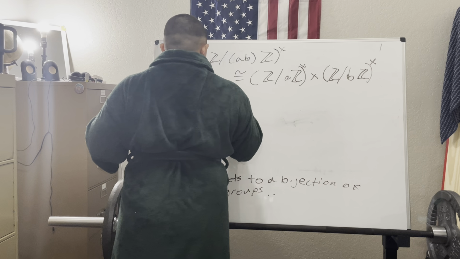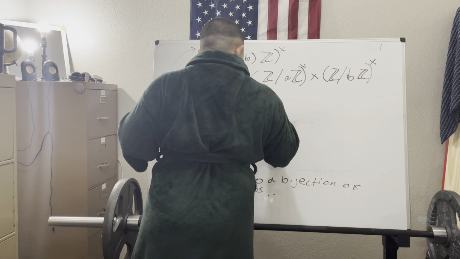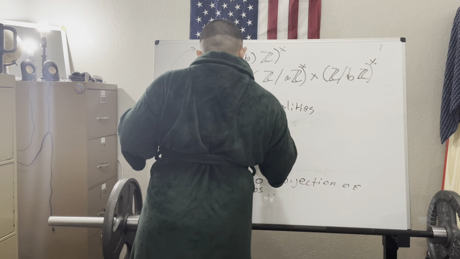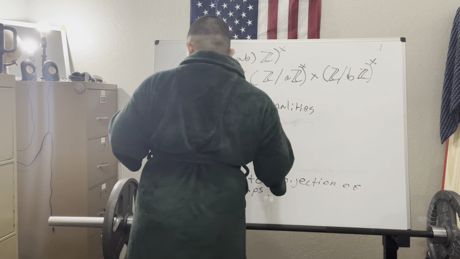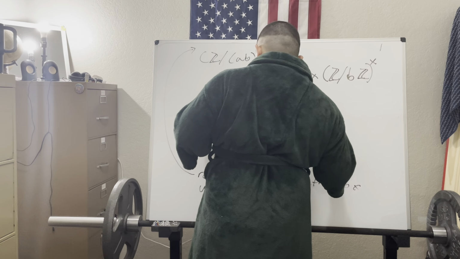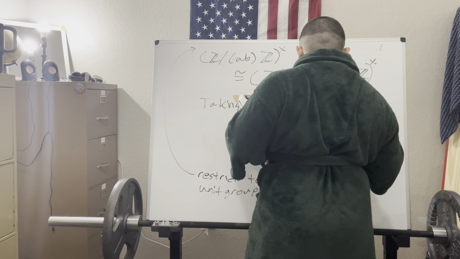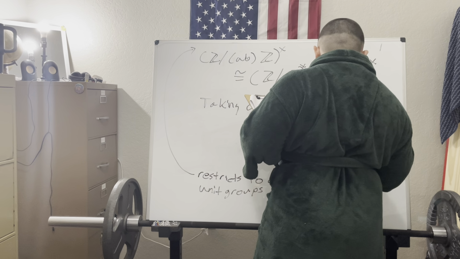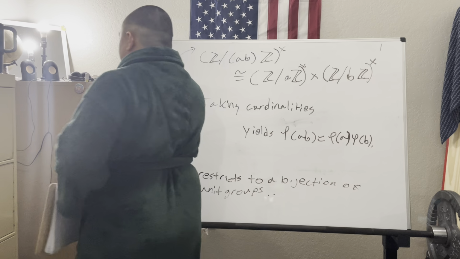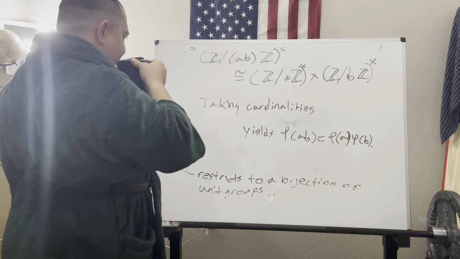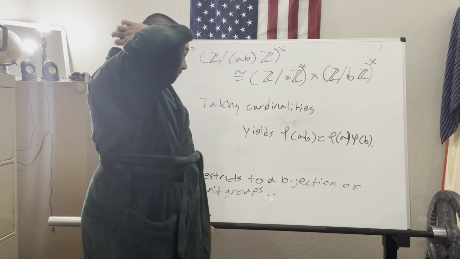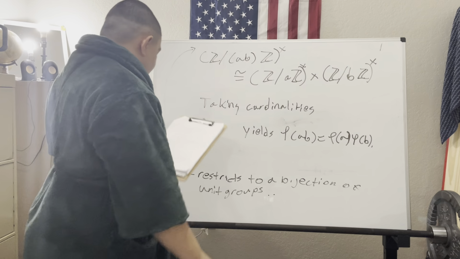So taking cardinalities yields, and there's a much simpler way to prove this, of course. It's just we're using this for now. If you ever take an applied modern algebra course or a number theory course, there's definitely a less top-down approach to solving this, I'd say. Yields that the totient function of AB is equal to the totient function of A times the totient function of B. And there we go, what we wanted.